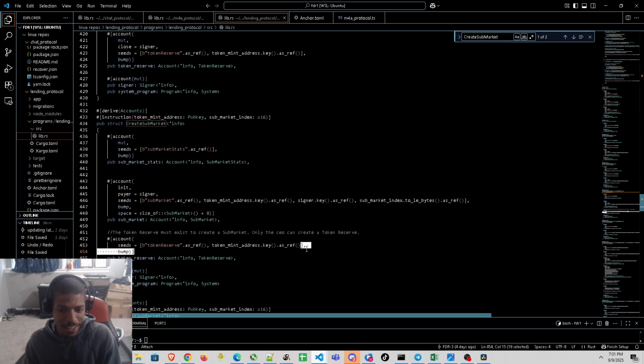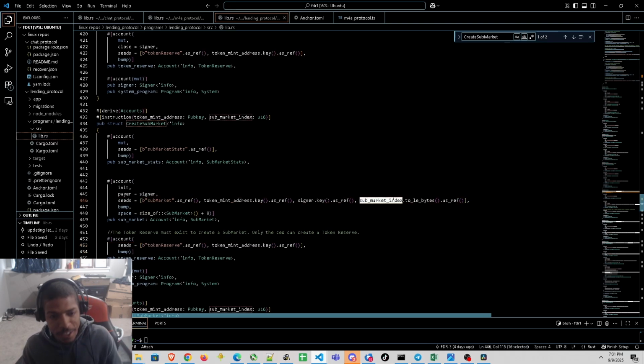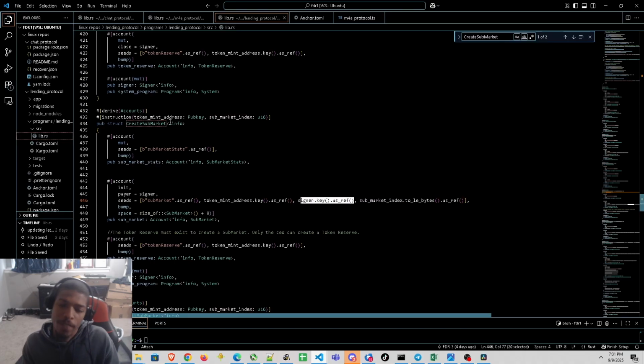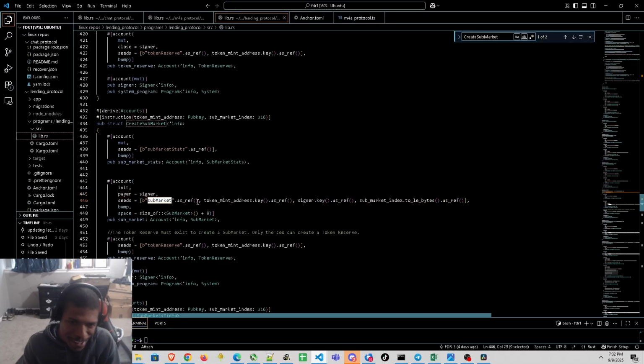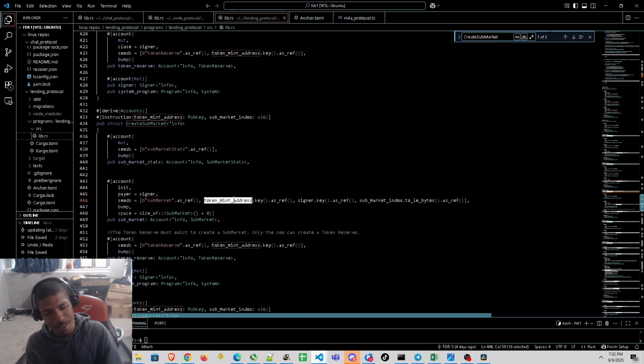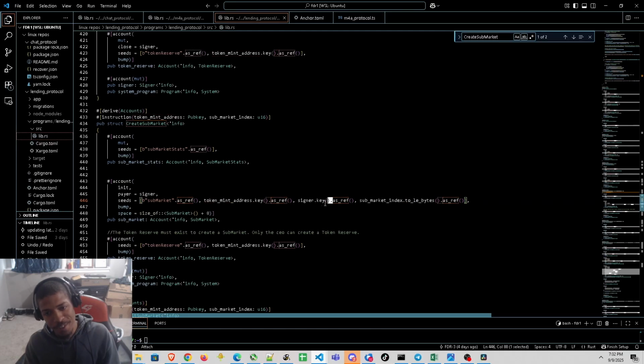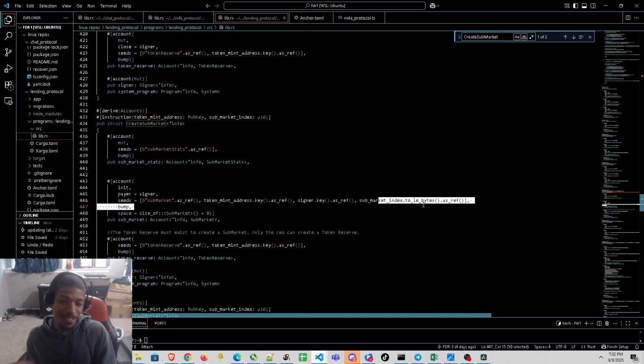So there's not an index on here. There doesn't need to be an index. But there's an index on the submarket that allows the user, right? This is the signer. Whenever this is called and the signer is a part of the seeds, that means the person who is calling the function, their public key is a part of the account. And that's just how the uniqueness of it works. There's also a word, and then there's a token mint address, which is the reserve that the CEO said was okay. This is the person calling it, and the index that they're calling it for, right?